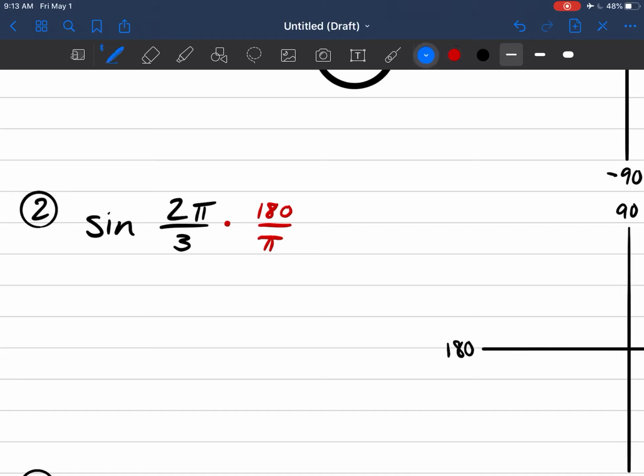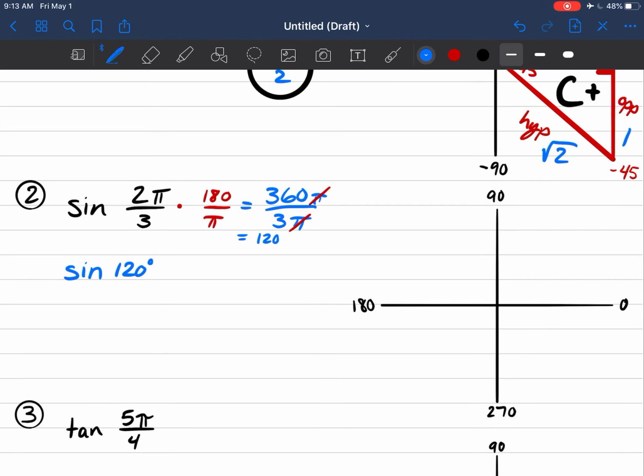So multiply left to right, so that would give you 2 times 180 is 360. Pi on the top, on the bottom 3 pi. What's going to happen is the pi will cancel out since you have 1 on the top and 1 on the bottom, and then when you divide, you get 120. 360 divided by 3 is 120. So that means then that I can really rewrite this problem to be sine of 120 degrees. That means the same thing as sine of 2 pi over 3. All right, so now I can graph that because I know what 120 degrees looks like.